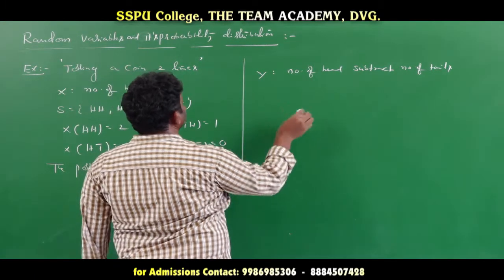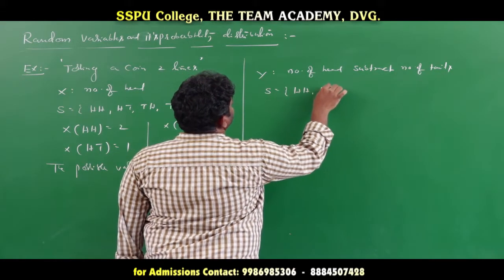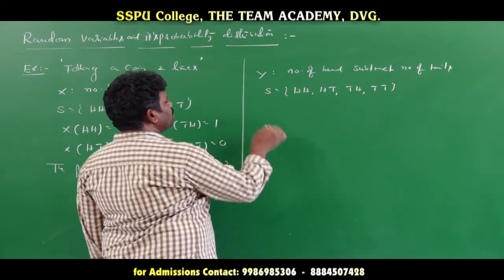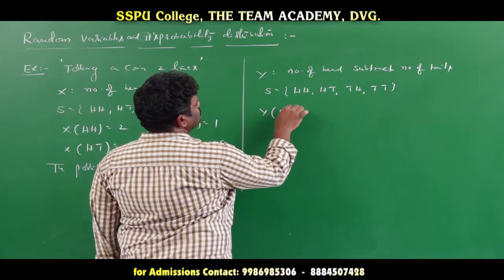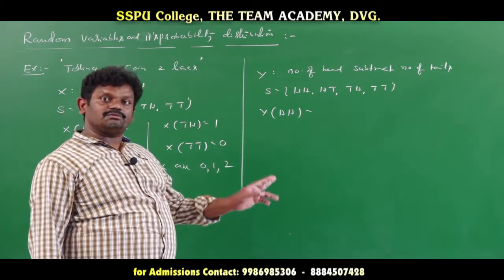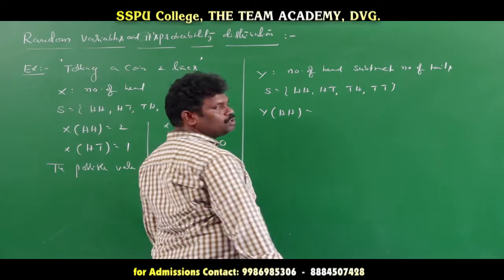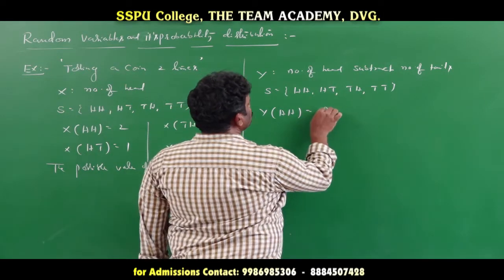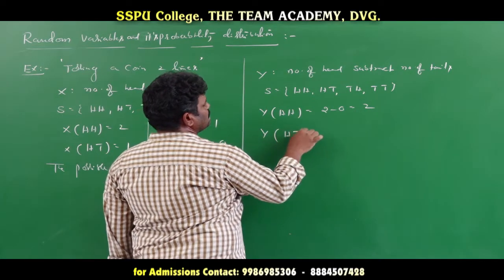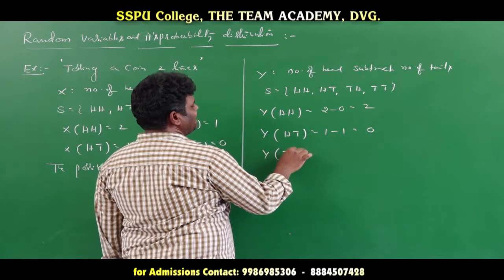Then the sample space is the same again for 2 tosses: HH, HT, TH, TT. Now Y of HH, the first outcome: number of heads minus, meaning subtraction, number of tails. Here the number of heads is 2, minus the number of tails 0. So 2 minus 0 is equal to 2. Y of HT, the number of heads minus the number of tails, is 0.